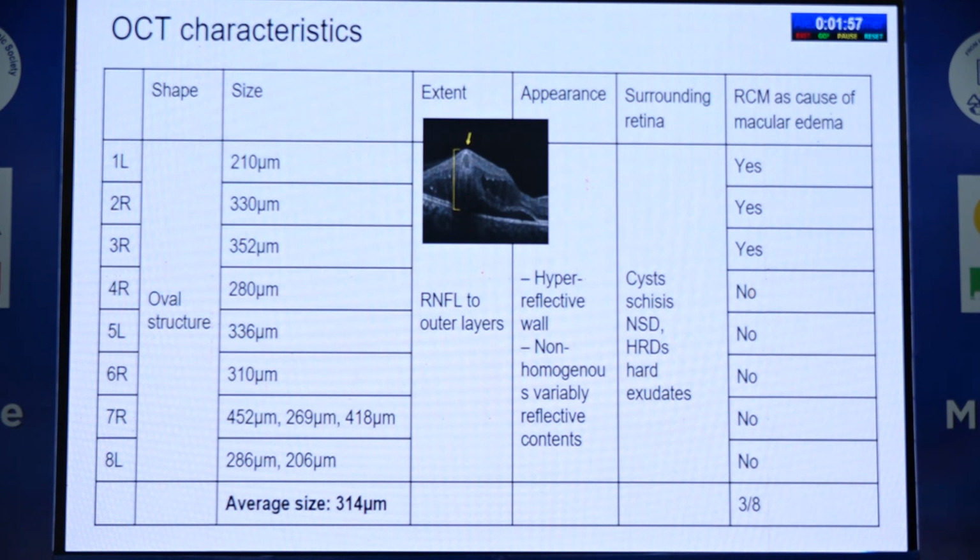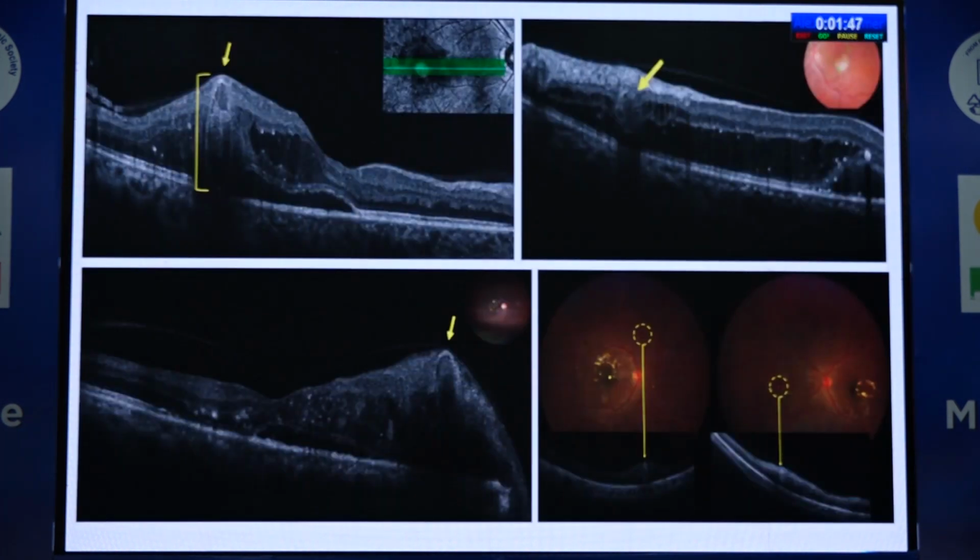Surrounding retina had cysts, schisis, neurosensory detachment, hyperreflective dots and hard exudates. RCM as a cause of macular edema was attributable in 3 out of 8 patients. So these are some of the OCT pictures of our patients.